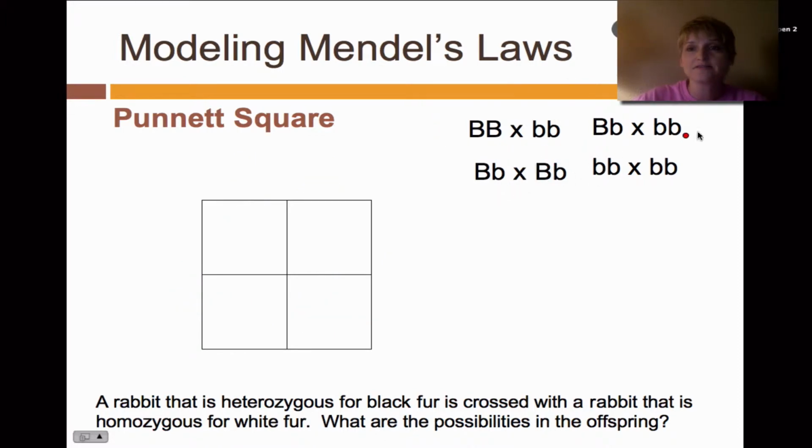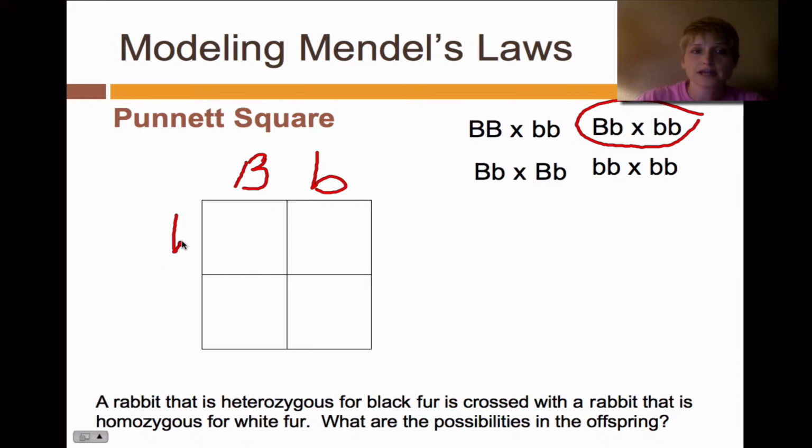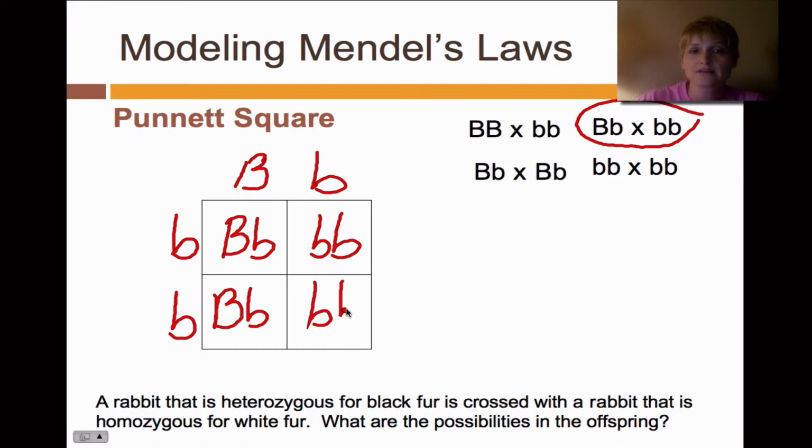So let's try a different cross. Let's try this one where we have a heterozygous for the black fur and we have the homozygous recessive. So again, the capital B comes down, the lowercase b comes across. This one, the lowercase b comes down, lowercase b comes across. We have a capital B, lowercase b here, and we have the two lowercase b here. So this situation would give us 2 of the offspring would be heterozygous dominant and 2 of the offspring would be homozygous recessive.